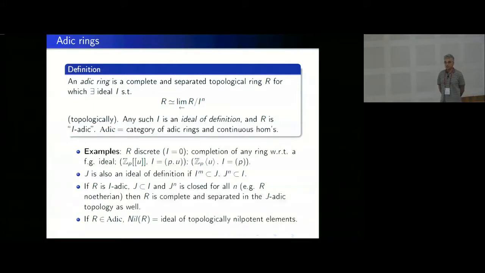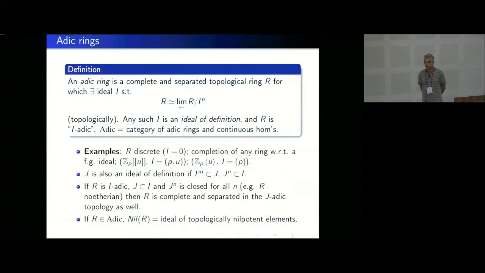You can take the polynomials over Z_p in u and complete with respect to the ideal generated by p and u, and then you get the power series, or you can complete only with respect to the powers of the ideal (p), and then you get the power series whose coefficients go to 0. Observe that the first ring is also a p-adic ring. It also carries a different topology. It's also complete in the p-adic topology.